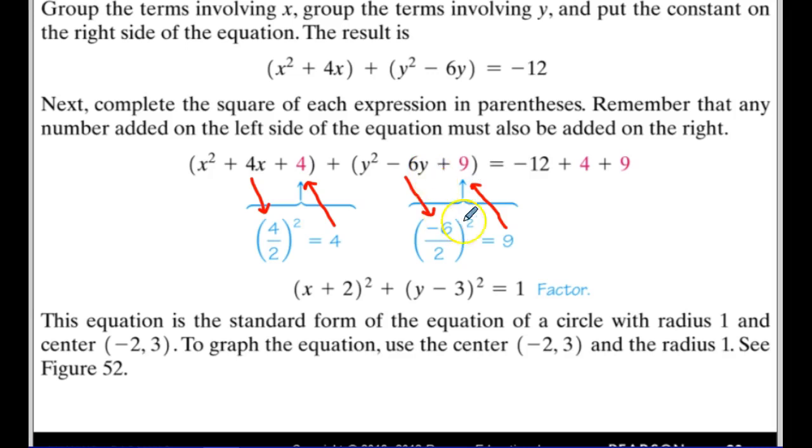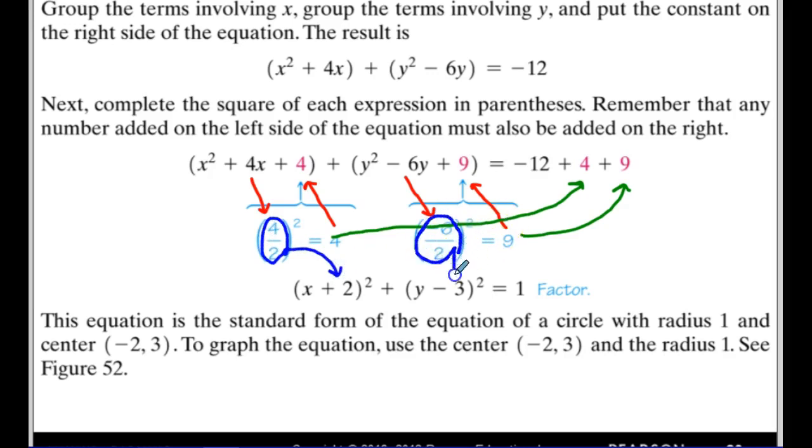But when I add those values to one side of the equation, I have to also add those values to the other side of the equation, so that I can't forget that step as well. So then from there I can factor it. So the cool thing when I'm factoring it is this 4 divided by 2 becomes this piece. This negative 6 divided by 2 becomes this piece right here. So that's an easier way to find what goes in here. And then I can just simplify and add all these constants on the right side of my equation together.